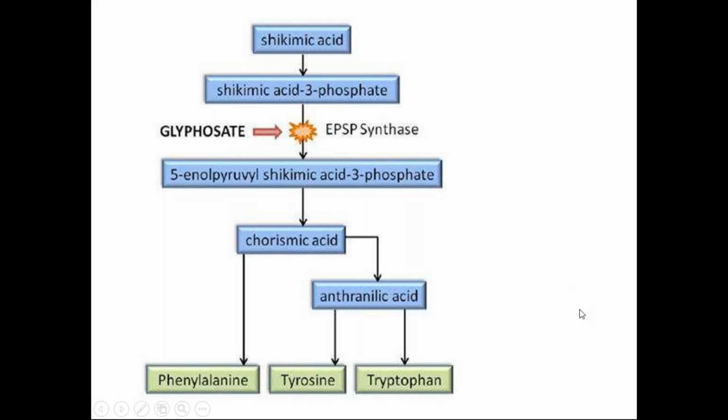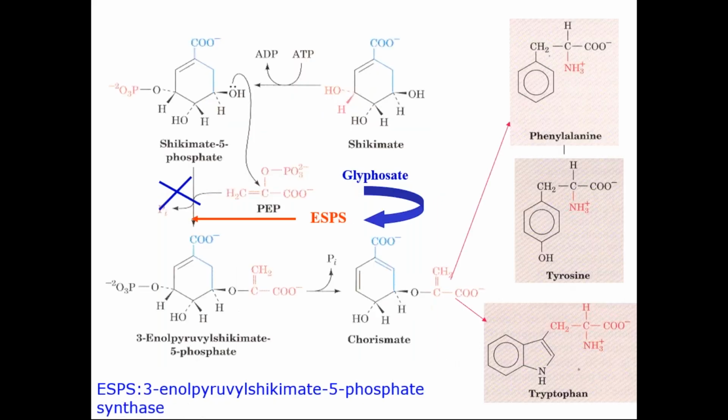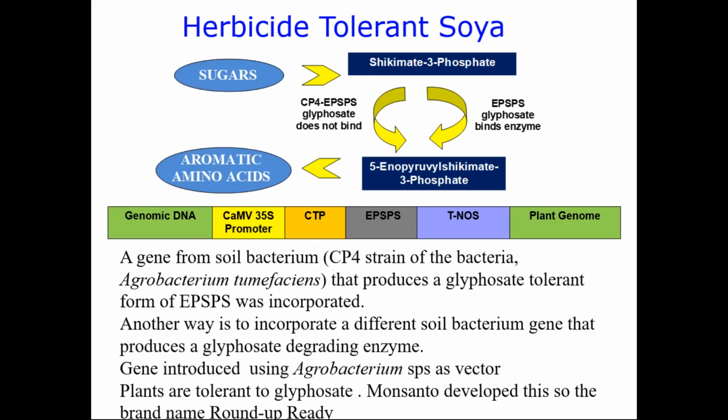So therefore, for the glyphosate, this is the same pathway, but it shows you in structure. So shikimate is converted into enoyl pyruvyl shikimate phosphate. The enzyme is EPSPS. It is inhibited by glyphosate. So the question was how to make the herbicide tolerance.